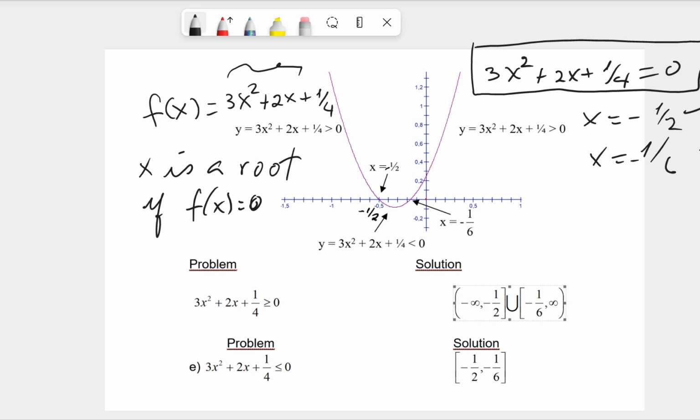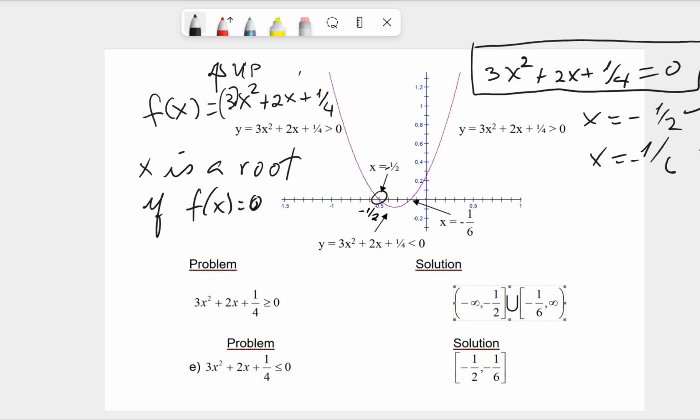And since this is a parabola, we can draw a sketch of it, not exactly. We know that it opens up because this coefficient is positive, like this. And we also know the roots.